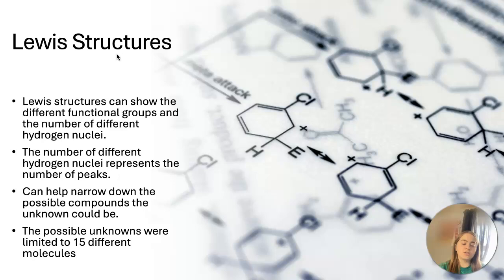The Lewis structures can help show different functional groups and the number of hydrogen atoms in each molecule. The hydrogen represents the number of peaks, and drawing the Lewis structures can help narrow down the possible compounds without actually having the NMR and IR spectra yet. The unknowns were limited to 15 different molecules that were the possible unknowns.